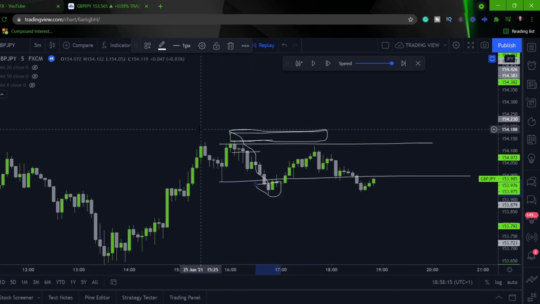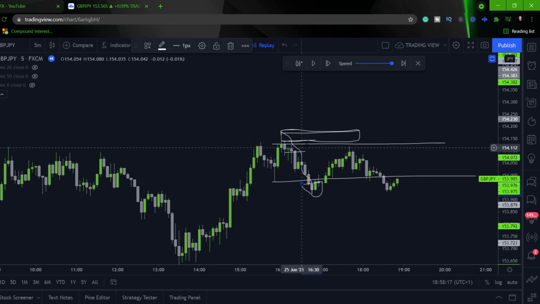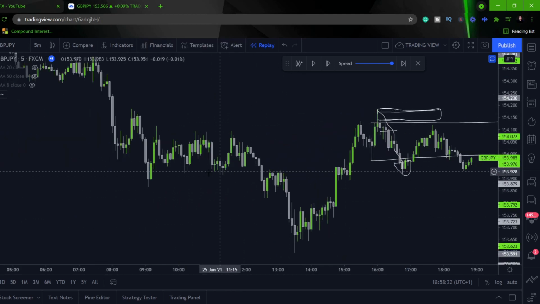Now, obviously, this isn't set in stone. We don't always know that something is an order block. Let's say we were looking at this move here. We could assume that this is an order block, and obviously it didn't hold.